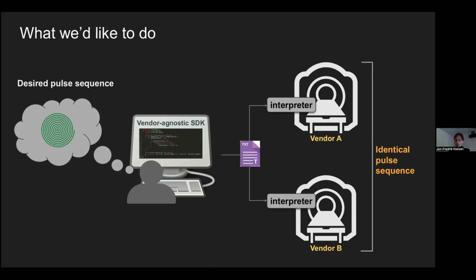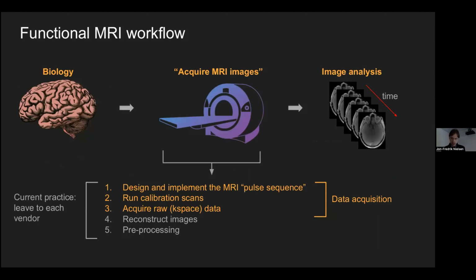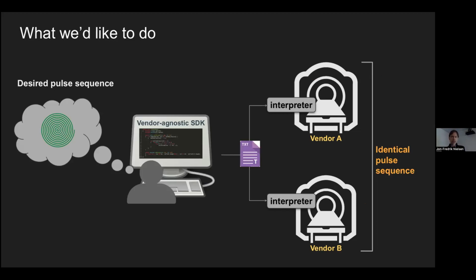But what we'd like to do is for one person to implement that sequence in a vendor-agnostic way. It could be a text file or some kind of vendor-agnostic format, and then have interpreters on the multiple different scanners to, quote unquote, just interpret that and play that out, convert that to hardware instructions in a way that guarantees that the full sequences are identical. So that's where we want to go, and that's basically what this tool allows. So nothing more, nothing less. I just wanted to say that I want to focus on the data acquisition piece first.